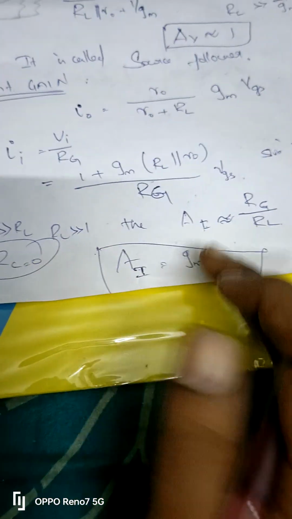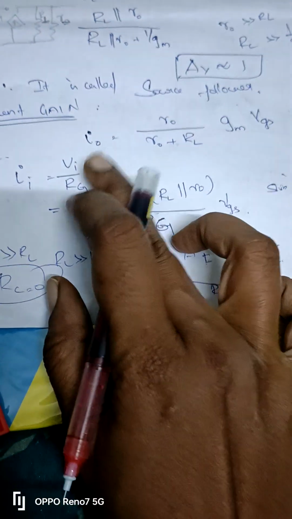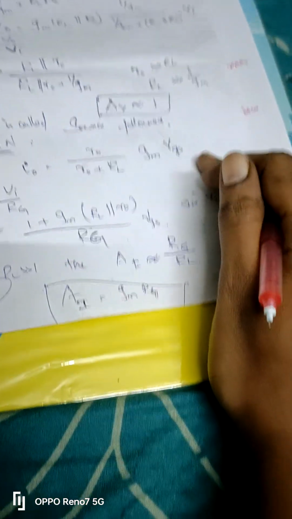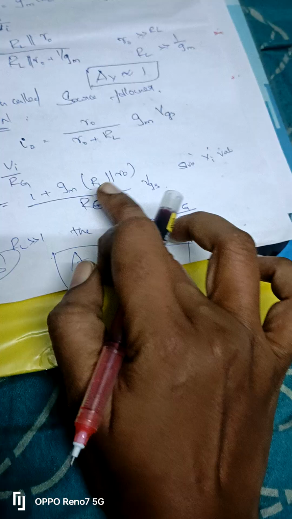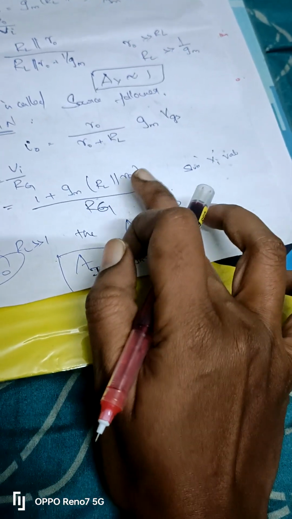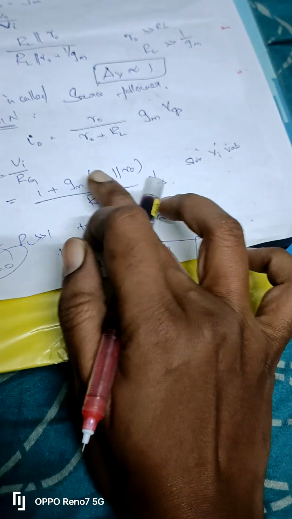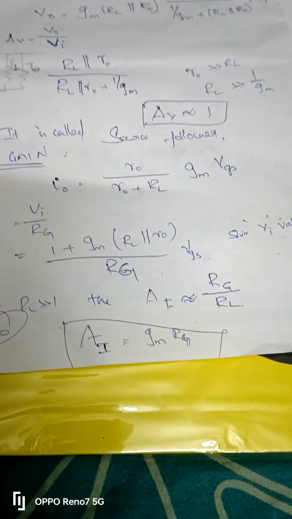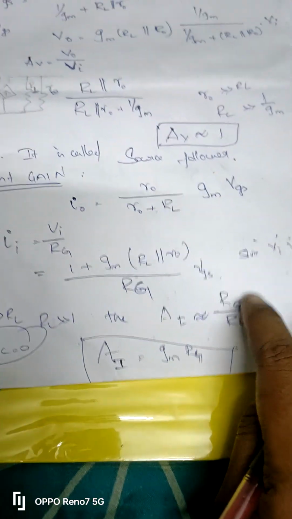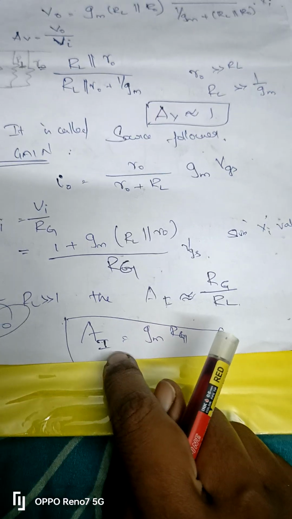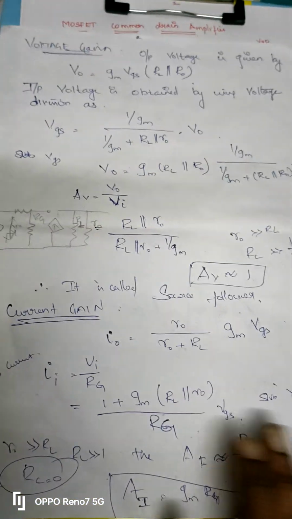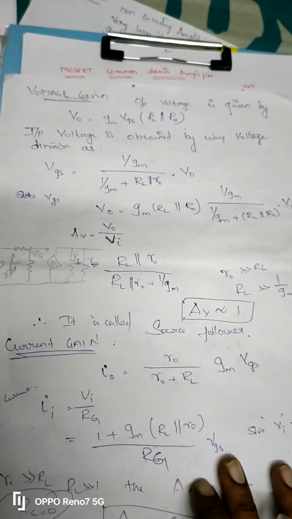As for the current gain, the output current is equal to r0 divided by r0 plus RL times gm VGS, where RL parallel to r0 is much greater than 1 over gm. So we can get the current gain AI almost equal to RG divided by RL. Therefore AI, the current gain, is gm and RG. That's all. This is the expression for the MOSFET common drain amplifier.